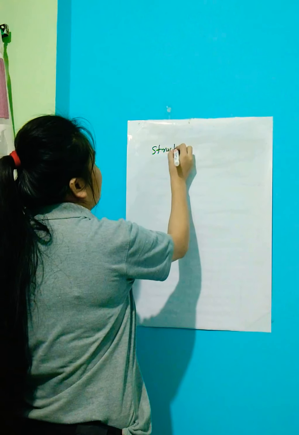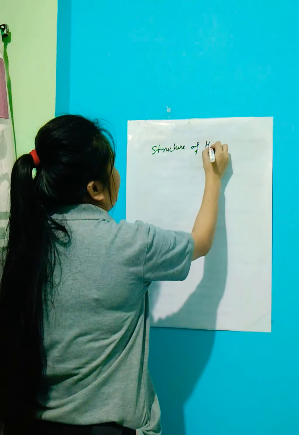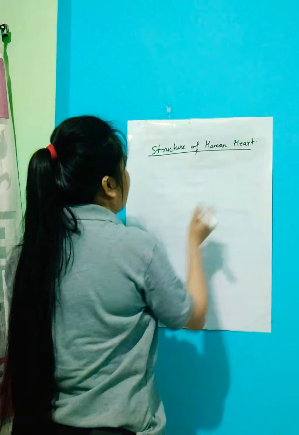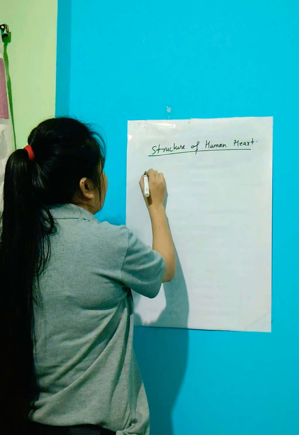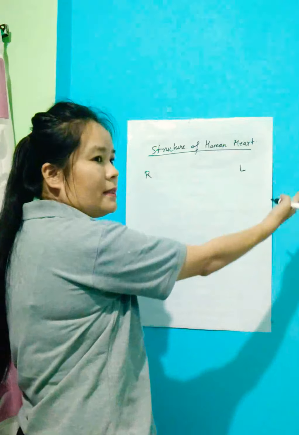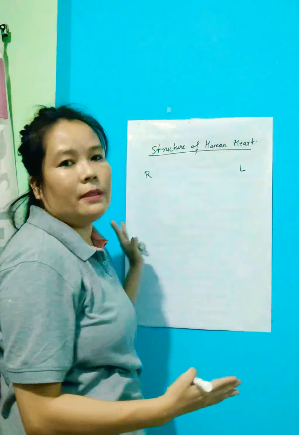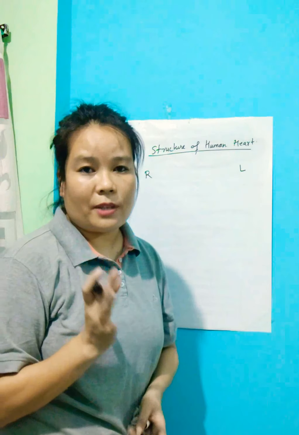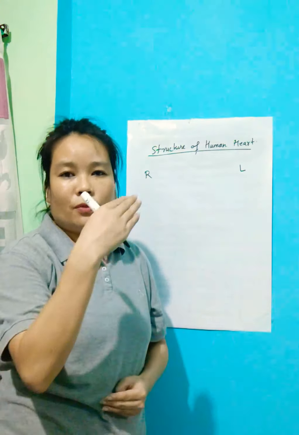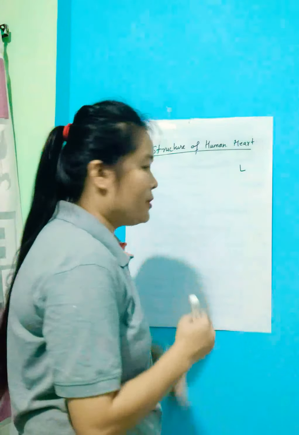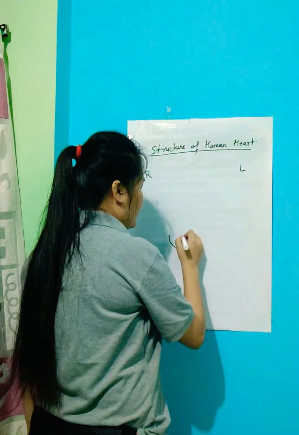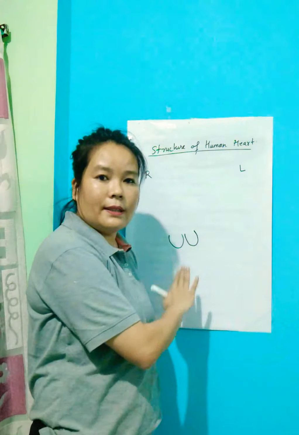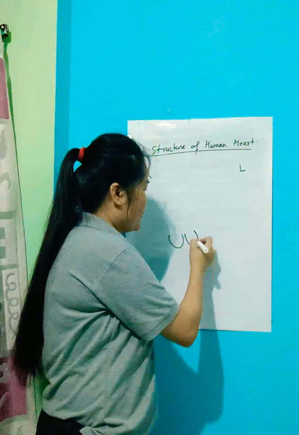So, structure of the human heart. First of all, there are 2 sides, that means the right side and the left side. Whatever this is, that will be the left side of your heart. Whatever this is, that will be the right side of your heart. As I have told already, there are 4 chambers, 2 lower chambers and 2 upper chambers. So I will start with the lower chambers. Very simple way I will draw. The 2 lower chambers are your ventricles.